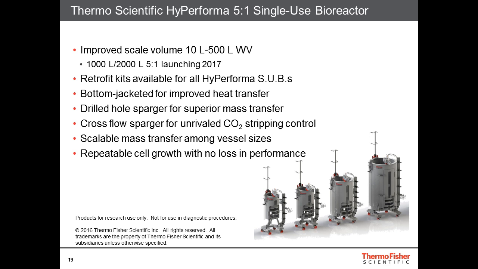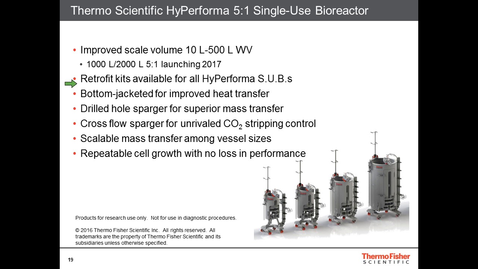So Thermo Fisher being the first one in the market to introduce the stirred-tank bioreactor, when we wanted to look at this particular technology at 5:1, we had to come up with innovative ideas to meet the process needs so that your cell culture performance is always better.